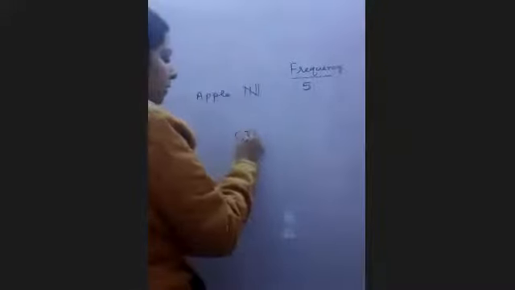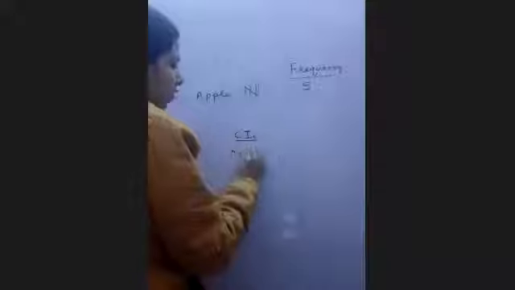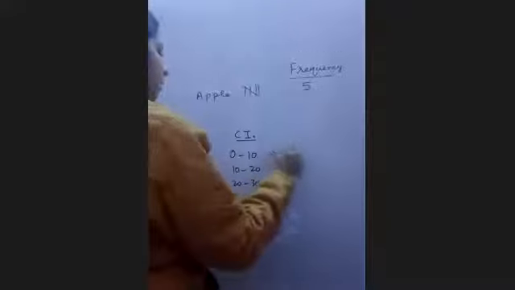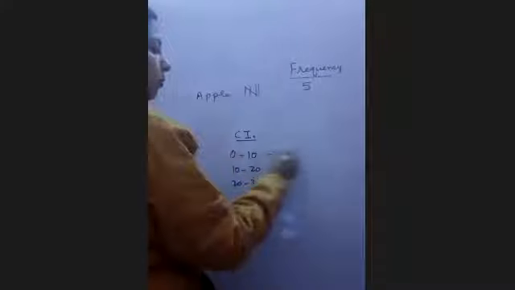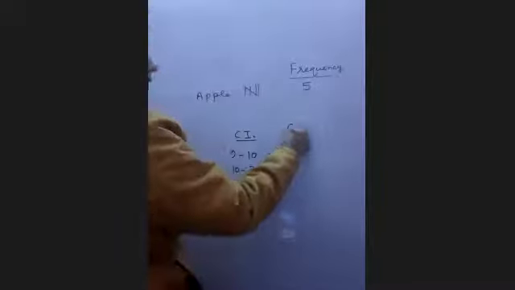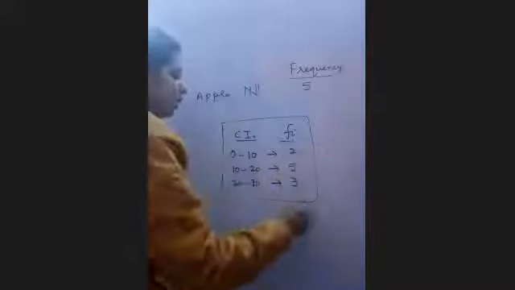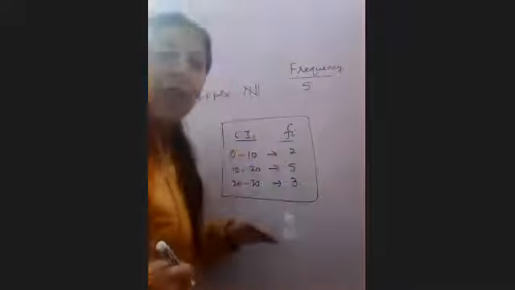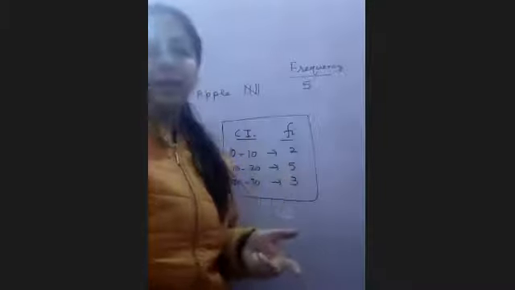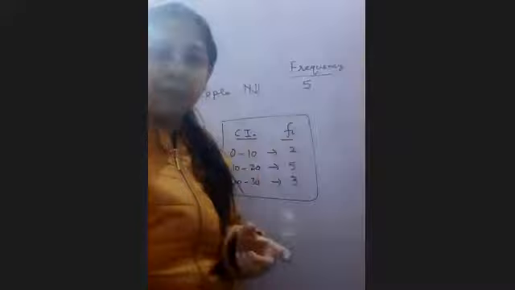So if I am given class intervals, let's say 0 to 10 marks, 10 to 20 marks, 20 to 30 marks, with 2 students, and 30, let's say 3 students. So what is this normal representation called? Normal frequency distribution table. Today we will learn how to change this normal frequency distribution table to cumulative frequency distribution table, less than type.